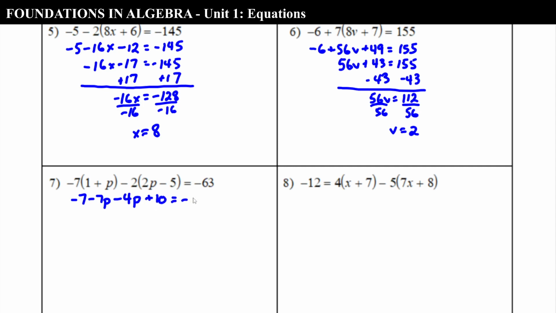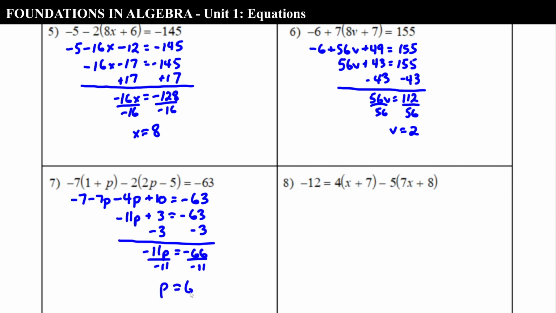Remember, be very careful about your signs as you go through. Now we've got 2 things to combine, 2 like terms, okay? So let's start with our p's. We got negative 7p minus 4p. All together gives us negative 11p. Then we have 2 terms without variables. Negative 7 plus 10, which is going to give us plus 3. And then from here, we're just going as normal. Subtract 3 from each side. That gives you negative 11p equals negative 66. And then divide by negative 11 on each side. And we get p equals 6.